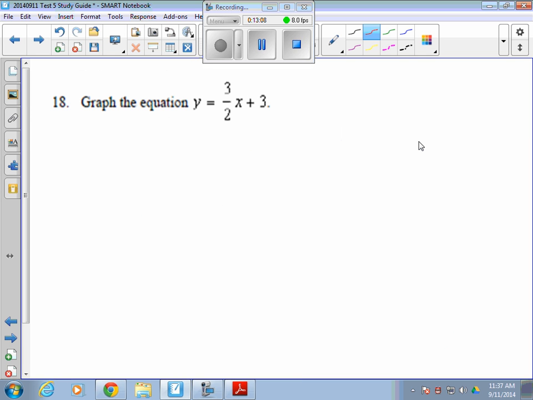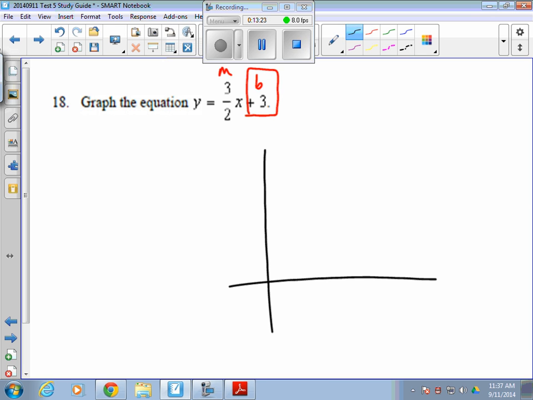Graph the equation y equals 3/2 x plus 3. Okay, you can graph this different ways. Most people in here are probably most familiar with graphing this as y equals mx plus b. B tells you where to begin. So you begin on your y-axis at 1, 2, 3. So that's your beginning point or your y-intercept. M tells you where to move. M says 3 over 2.